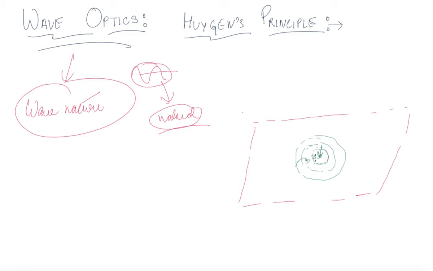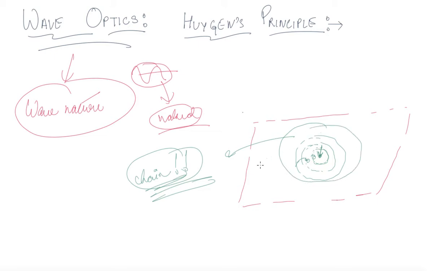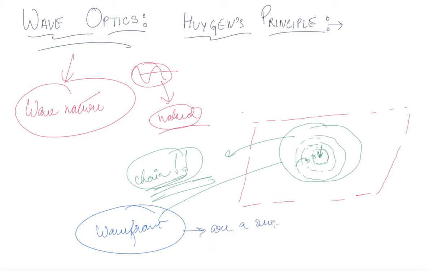So with this understanding that one wave creates another wave which is responsible for creating another wave, this forms a chain. So this particular chain and this particular concept, if we try to understand, we come across a term that is wave front. This is wave front. Now what is wave front? Wave fronts are a surface.